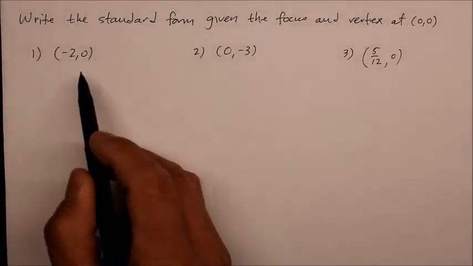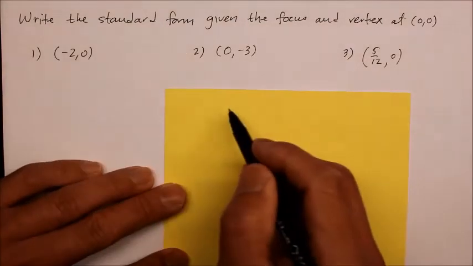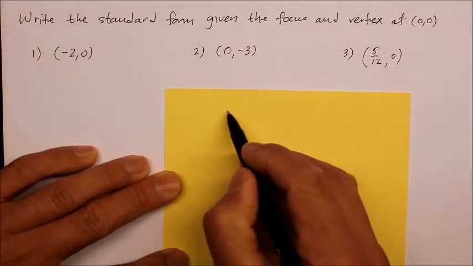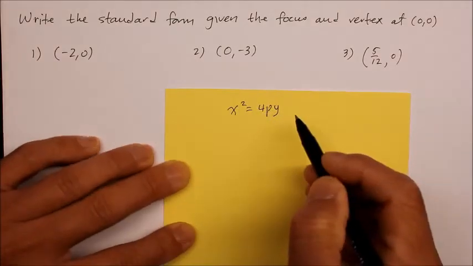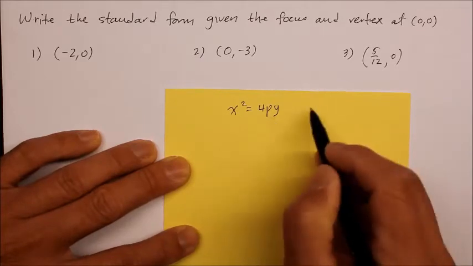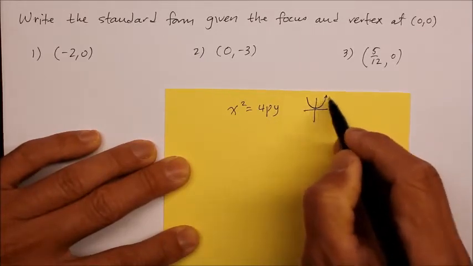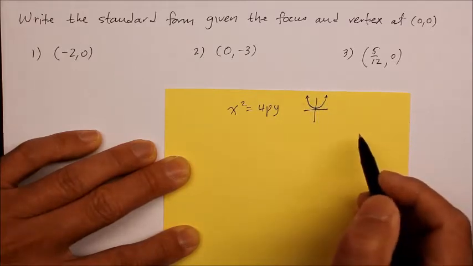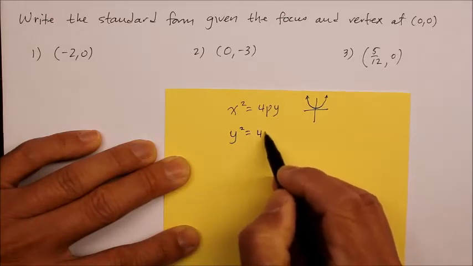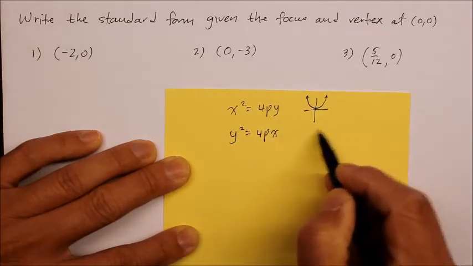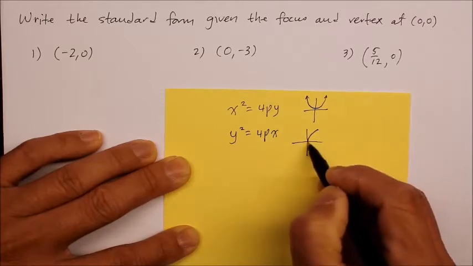The standard form. And remember, we define it as, if it's a function of x, we say x squared is equal to 4py. And since it's a function of x, the parabola in this case should open up or down, depending on the leading coefficient. And if it's a function of y, y squared is equal to 4px. And this is the one that, again depending on the leading coefficient, is going to open left or right.